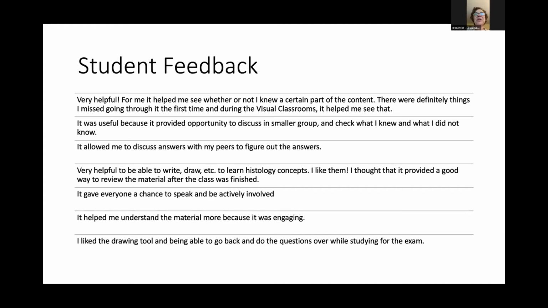I'm happy to answer questions, and in the breakout session, we can also play around with visual classrooms as well. Thanks.